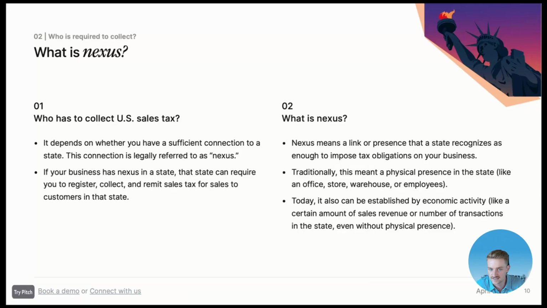So what is nexus? It means a link or presence that a state recognizes as enough to impose tax obligations on your business. Historically, this meant having a physical presence in the state, like an office, store, warehouse, or employees. Today, as of a court case in 2017, I believe, it can also be established by what we call economic nexus, like surpassing a certain threshold of sales revenue or number of transactions into a state, even if your business has no physical presence whatsoever. We'll talk about both of these types in more detail in the next couple slides.